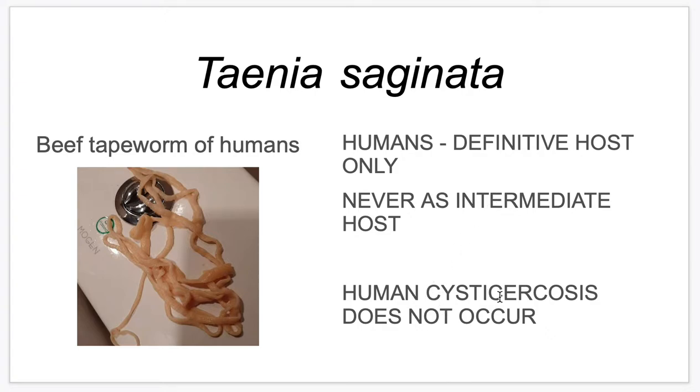So human cysticercosis does not occur. We will discuss later what human cysticercosis is, and why in Taenia saginata, the beef tapeworm of humans, humans can never act as an intermediate host.